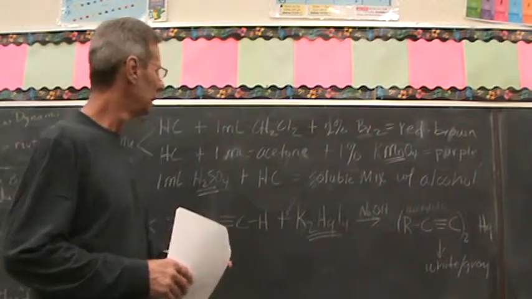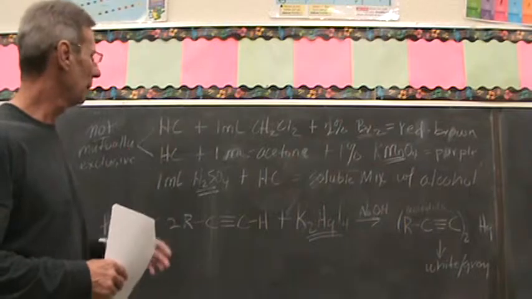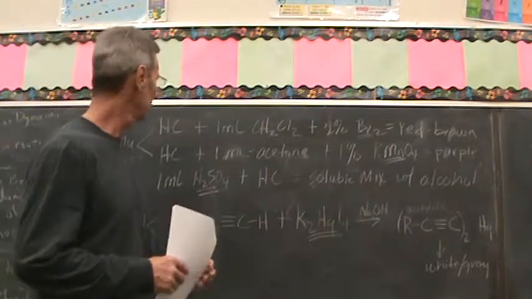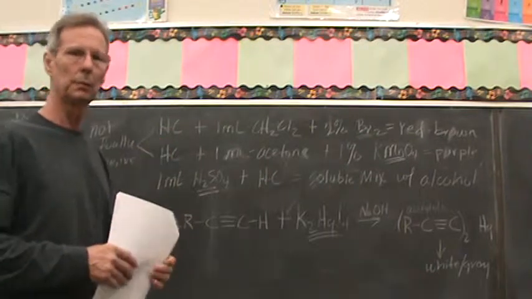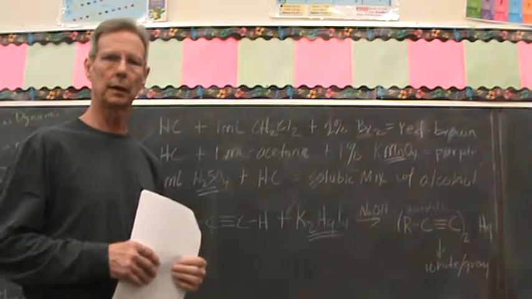Now remember, with the first 2 tests, the bromine and potassium permanganate, they are not mutually exclusive. These 2 steps must be performed in each case in testing for alkenes and alkynes.